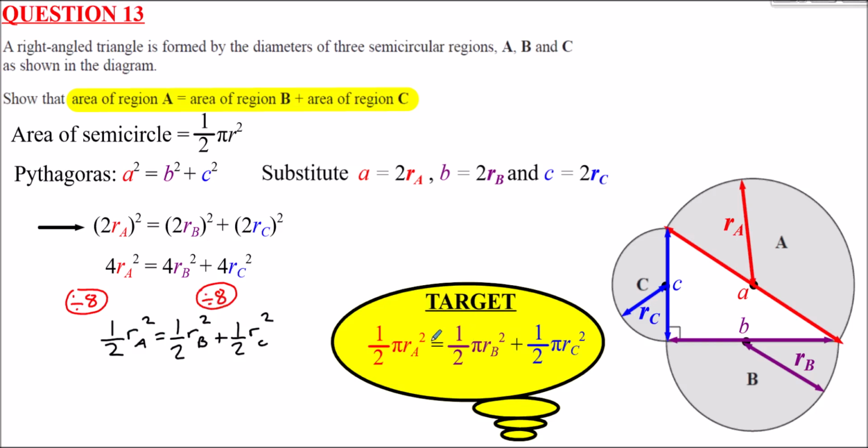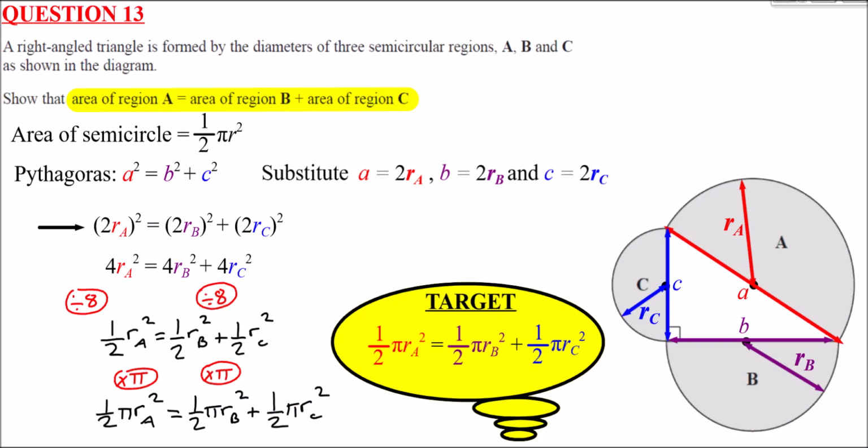What's missing? Well, we need to multiply everything by pi. So the final step, just times everything by pi. And then we can see that half pi RA squared equals half pi RB squared plus half pi RC squared. So that's the area of semicircle A equals the area of semicircle B plus the area of semicircle C.